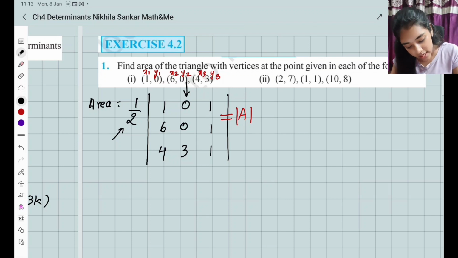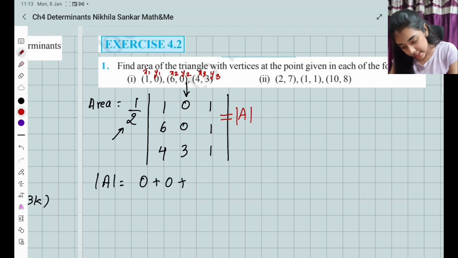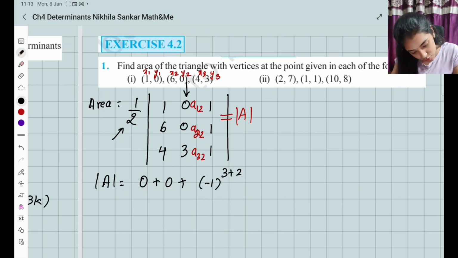So அதை வச்சு பண்ணா the determinant of A is going to be 0 plus 0 plus இந்த இடத்துல 3 இருக்கா. So 3 எங்க இருக்கு? A11, A12, A22, A32. So A32ல இருக்கு. So this is going to be minus 1 to the power 3 plus 2 times 3 times. இப்போ determinant என்னவா இருக்க போகுது?